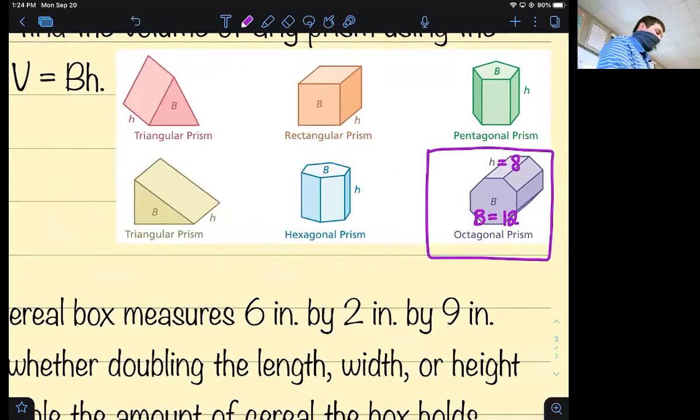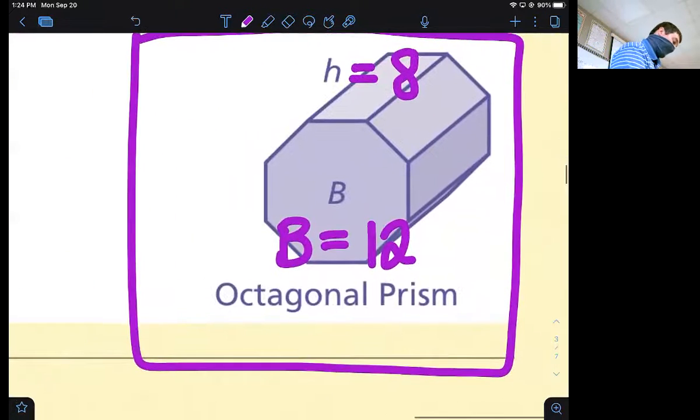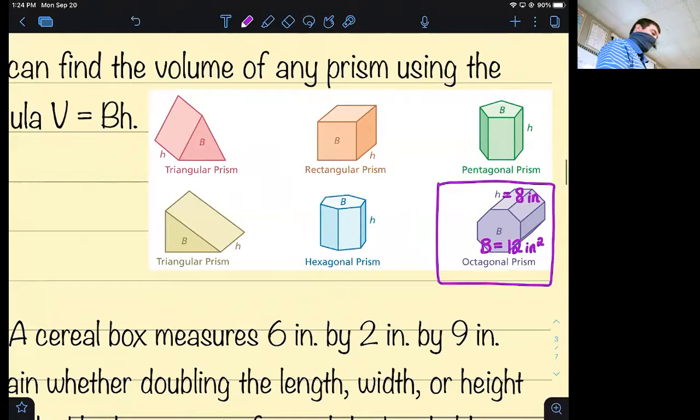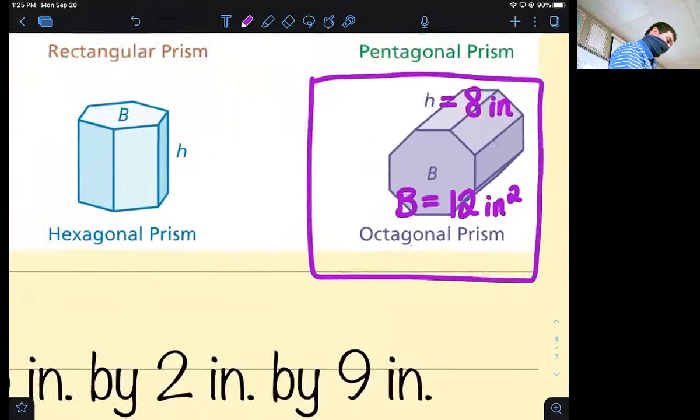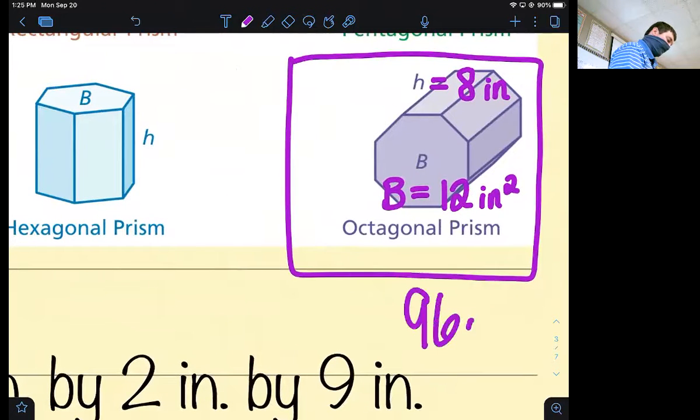Lizzie, if I said capital B was 12 inches, since I want to use inches so bad, inches squared, and I said that the height was 8 inches, can you tell me what the volume would be? 96 inches. That's right. She's just going to take capital B and multiply it by H. You will have some homework problems that are going to be that simple. They give you capital B. Maybe it's not an octagonal prism, maybe it's a hexagonal prism. They give you capital B, they give you H. The formula says I multiply those 2 together.